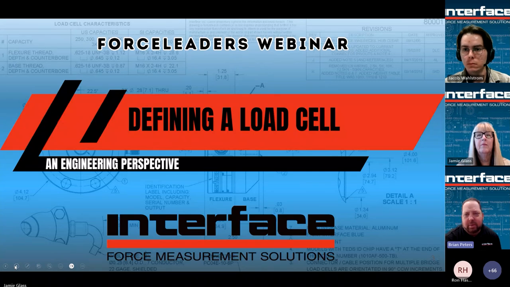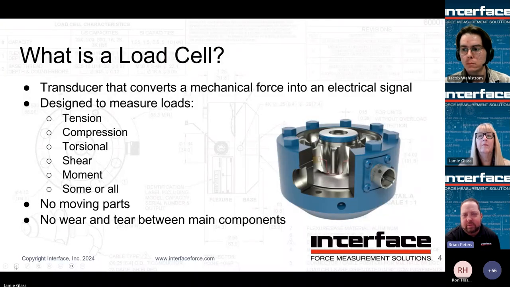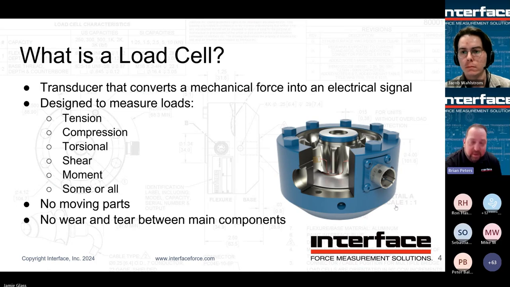So we got to start with the basic definition, make sure we're all starting from the same foundation. Load cells, I'm sure most of you are well familiar with them, but essentially it's a transducer, which is converting mechanical force into an electrical signal. They can be configured to measure a variety of forces, whether tension, compression, axial, torsional, shear, bending moment. And then, of course, we can combine design aspects to be able to measure some or all of the above.